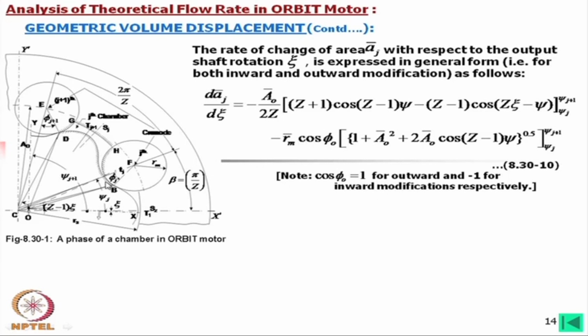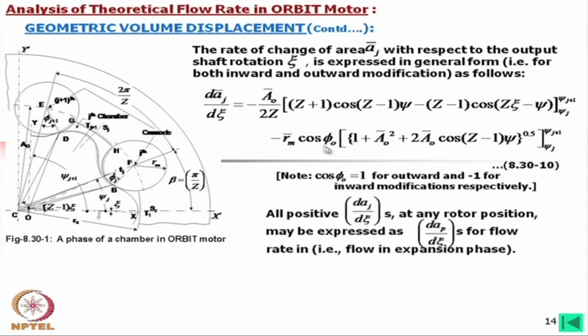This is for inner modification. That means in this formula for the orbit motor that we have considered, we will put minus 1. So, this will become plus. Whereas, if we modify in the outward direction, we will put this equal to 1. That means, in that case this angle is 0, and in inward modification this phi 0 angle is pi. So, it is coming minus 1, that we have to remember.